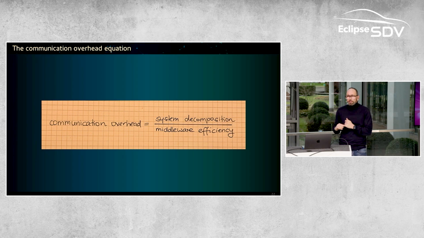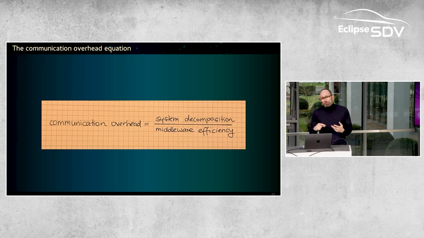For me, the communication overhead in your system can be described by this equation. It's the system decomposition divided by the middleware efficiency. Sure, the higher your middleware efficiency, the lower your overhead. But you also have to be careful with your system decomposition. The more processes, the more data connections, the higher the overhead will be.